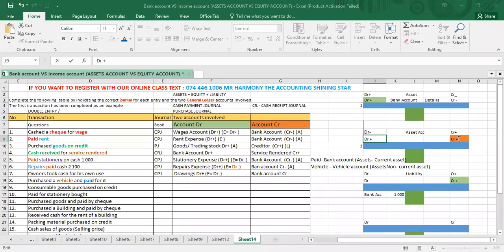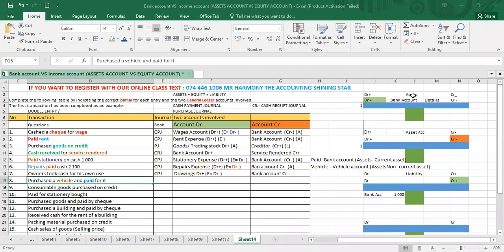Can you see the plus on our left-hand side, minus on our right-hand side? And then even here, the sign will change: plus on our left-hand side, and then also here, minus on our right-hand side. Can you see this question by itself? This one only affected what? Our asset account.